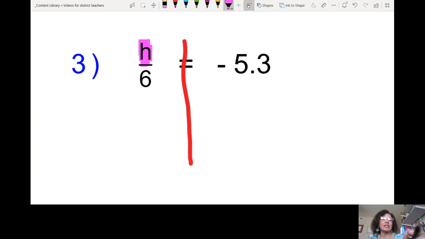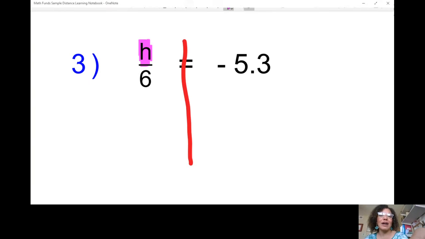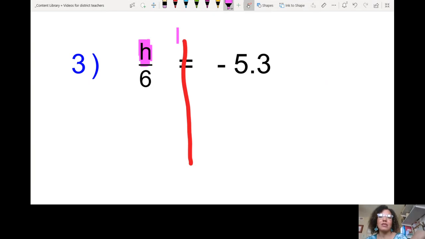Well, what's messing with it is that divide by 6. That divide by 6 is messing with it. And you always have to do the opposite. So what's the opposite of dividing? The opposite of dividing is multiplying by 6. But whatever you do to one side, you have to do to the other. So we're going to multiply by 6. That looks like a subtraction sign there. We're going to multiply by 6.